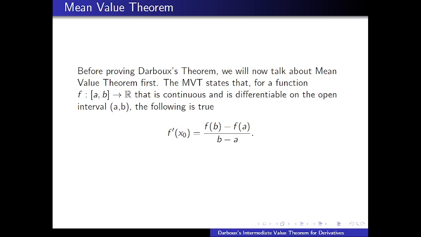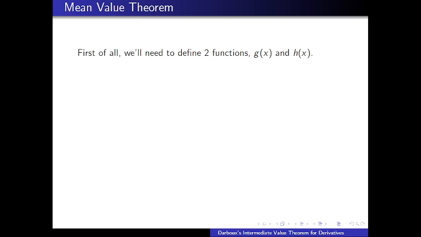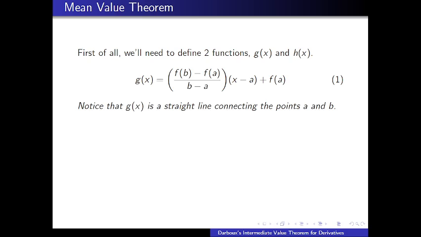According to the theorem, if a function f from [a, b] to R is continuous and is differentiable on the open interval (a, b), then we know the value of f'(x0) is as such. Let's see why. First and foremost, we'll be needing these two functions with the same domain as function f. g(x) is defined as such. And make sure to note that g(x) is in fact a straight line, a linear function from points a to b on the function. Then we have h(x) equals f(x) minus g(x).